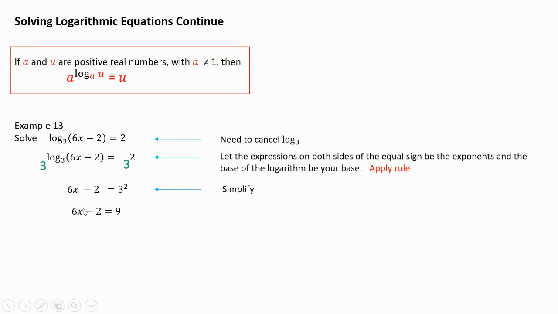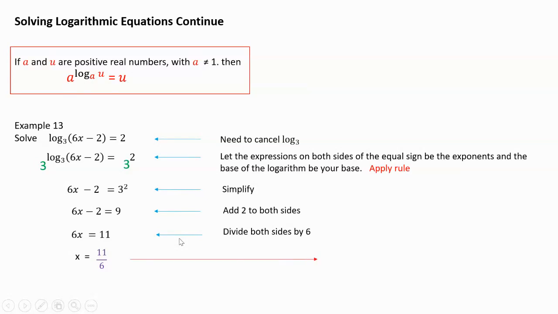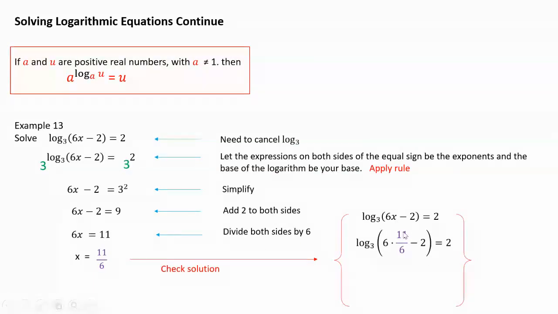Since the x is to the first power, we're going to solve for x by sending the 2 to the right side by adding 2. Then we divide both sides by 6. So x equals 11 over 6. Now, again, we can check our work. Let's put 11 over 6 where the x is. Then we multiply 6 times 11 over 6. It's going to give us 11. 11 minus 2 is going to give us 9.